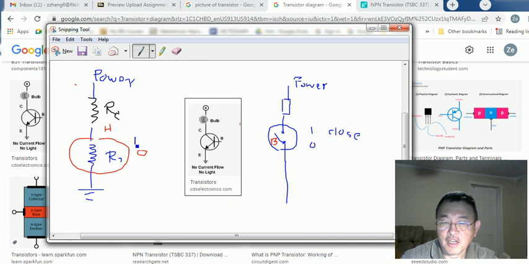Which means that this is equivalent to shorting the circuit, simply connected, bypassing this, and then most of the power will be on the other side. So if you have 1, this will be low. Basically this is connected to the ground. That is the equivalence of the transistor to a resistor, a controllable resistor.